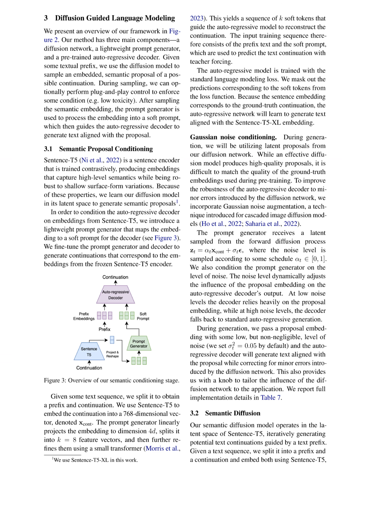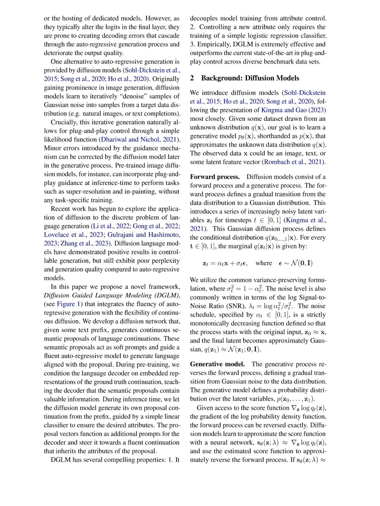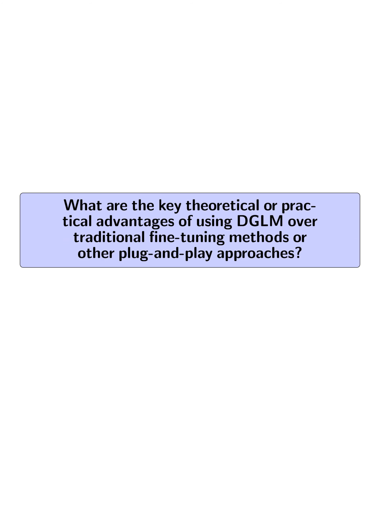of the continuation. Next, the lightweight prompt generator processes this embedding into a soft prompt, which is then fed into the pre-trained auto-regressive decoder. Finally, the decoder generates text that aligns with the semantic proposal while maintaining fluency, effectively producing a coherent continuation such as "exciting and full of potential innovations." Throughout this process, Gaussian noise augmentation is applied to enhance the robustness of the generated text against minor errors from the diffusion model. What are the key theoretical or practical advantages of using DGLM over traditional fine-tuning methods or other plug-and-play approaches?